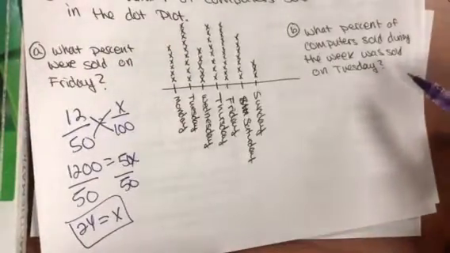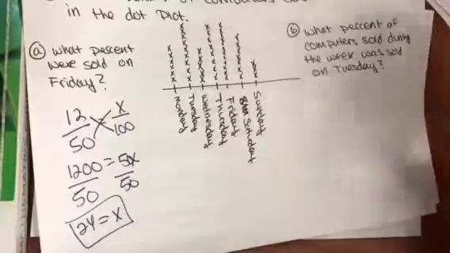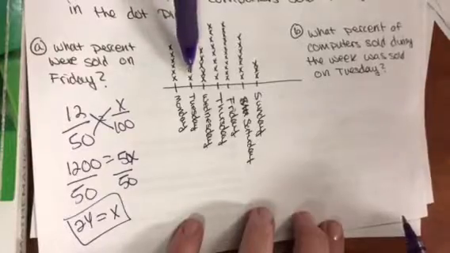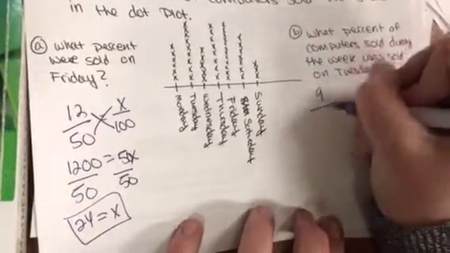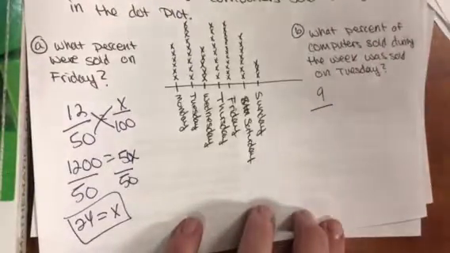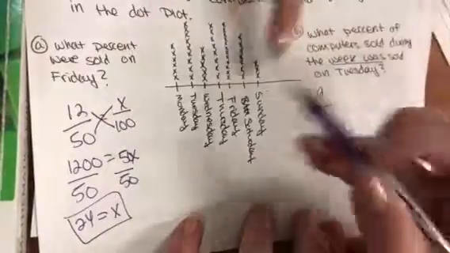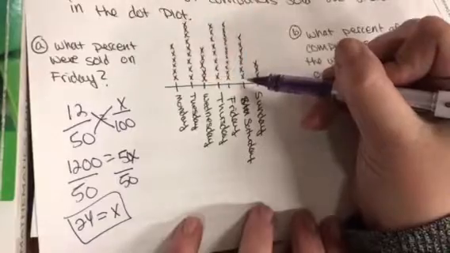So 24% were sold on Friday. All right, that wasn't that bad. Now, what percent of computers sold during the week was sold on Tuesday? 1, 2, 3, 4, 5, 6, 7, 8, 9. Always double check. So just 9 on Tuesday out of 50, right? No, because it says during the week. So that's just Monday through Friday.